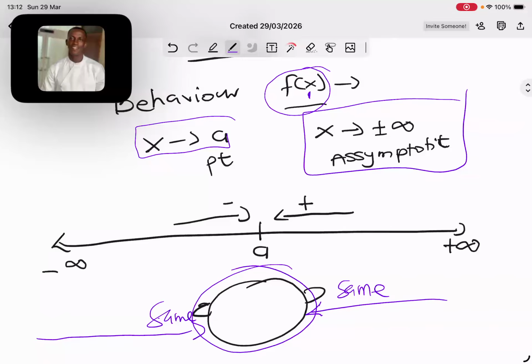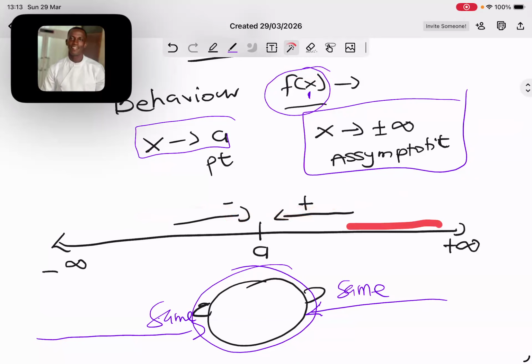From the positive direction, we can approach a. From the negative direction too, we can approach a. We want to look at how the function f of x will behave, meaning what will be the value of f of x as x approaches a from the left-hand side, as well as from the right-hand side. For the limit of f of x to exist, the behavior from the left must be the same as the behavior from the right.